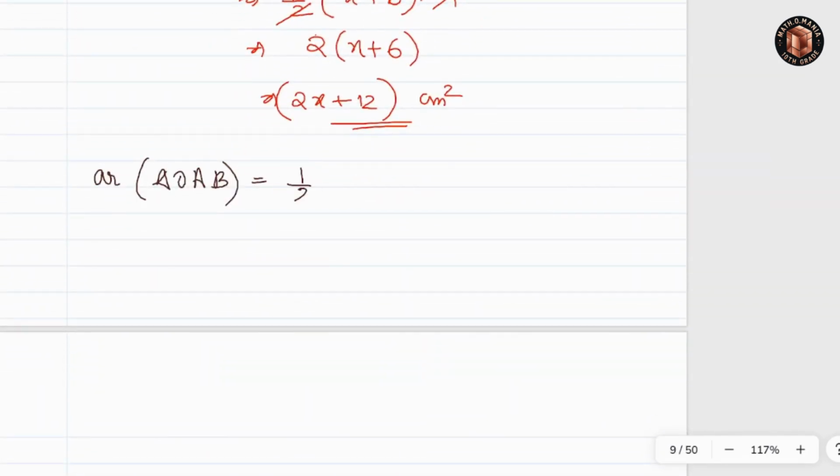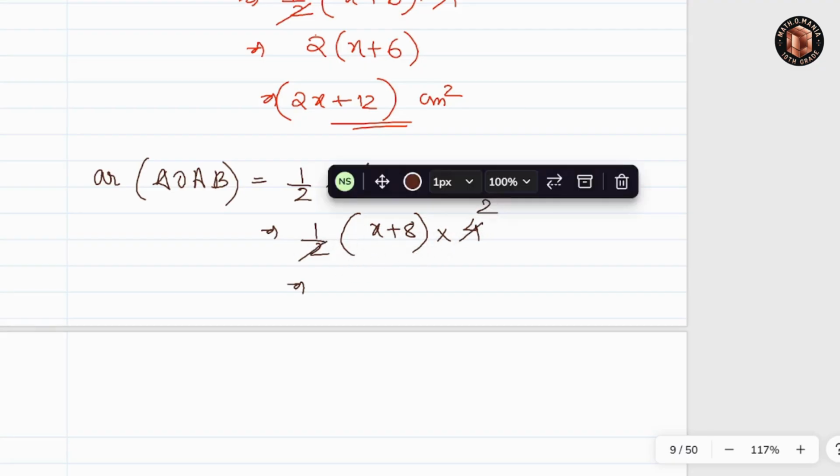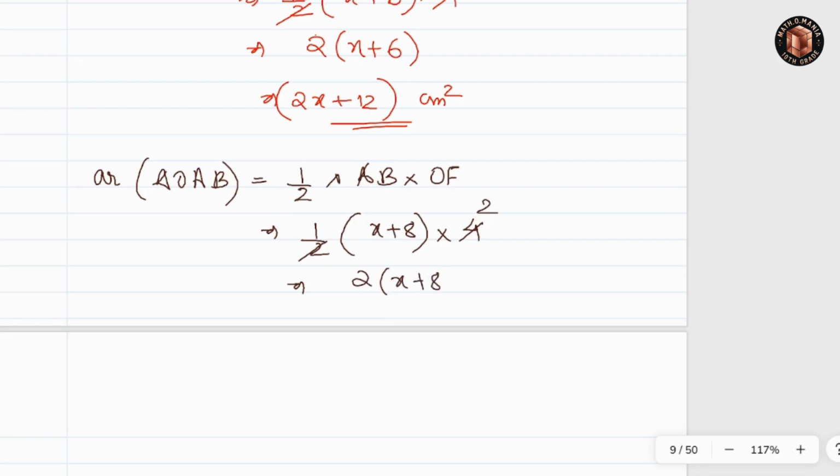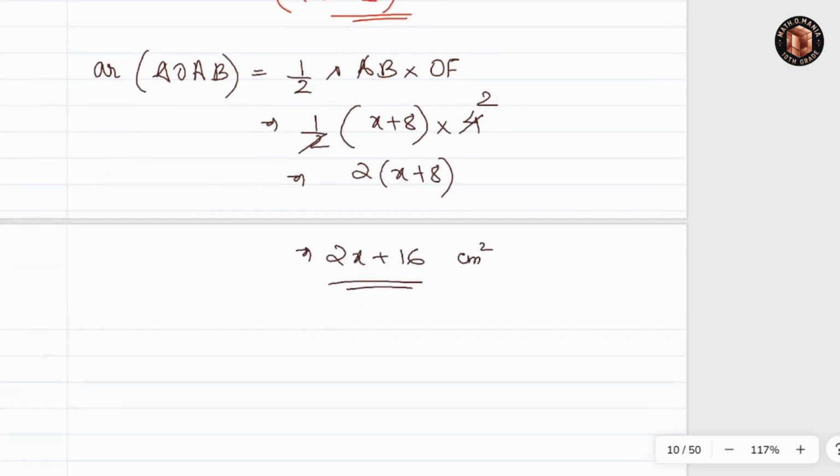That equal to half into AB into OF, which is equal to half into, what is AB? AB equal to x plus 8, and OF equal to how much? It is equal to 4, right? So which is again equal to what? Here I can cancel this 2, and what I will get here, I will get 2 into x plus 8, which is equal to 2x plus 16. 2x plus 16 centimeter square is the value for the area of the triangle OAB.